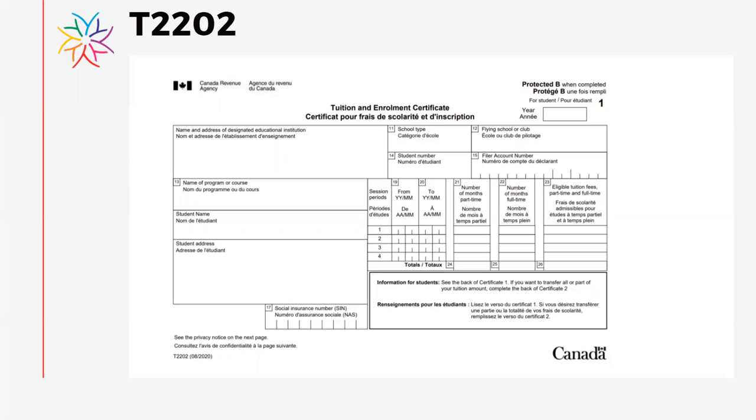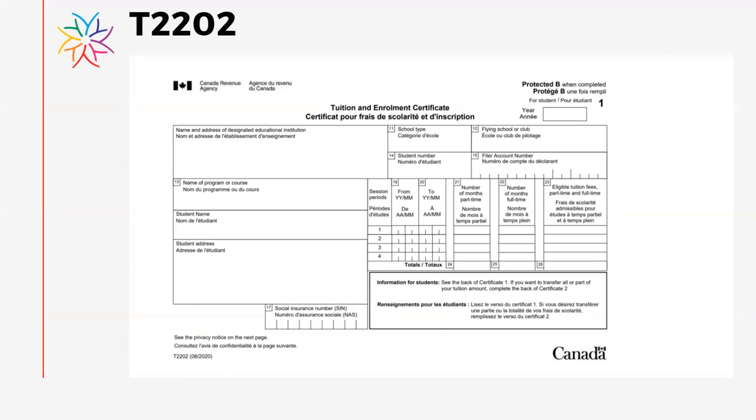Please note that the tuition fees shown in T2202 are based on tax year, that is January to December, and not by school year, September to April, and are prorated for the courses you took in 2020. For example, the fees you paid in late 2020 for your January 2021 courses will not be included in your 2020 T2202 because they are courses to be taken in 2021. These fees will be included in your 2021 T2202 to be received in February of 2022 instead.